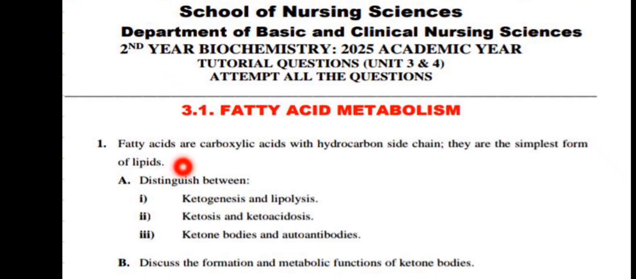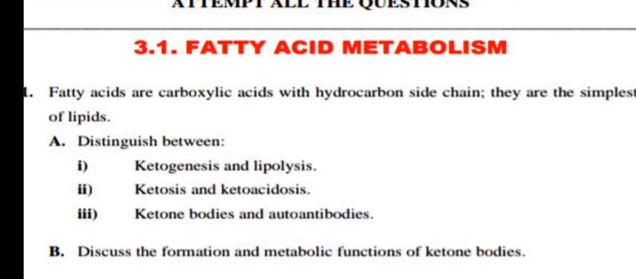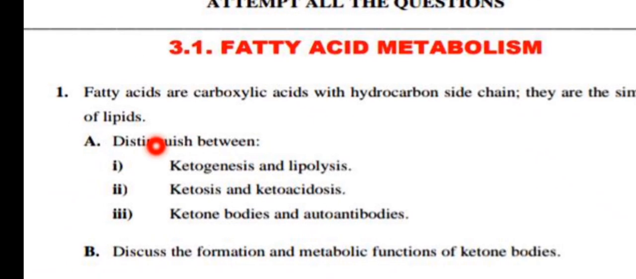Fatty acids are carboxylic acids with hydrocarbon side chain, and they are the simplest form of lipids. Question A is as follows: distinguish between ketogenesis and lipolysis.